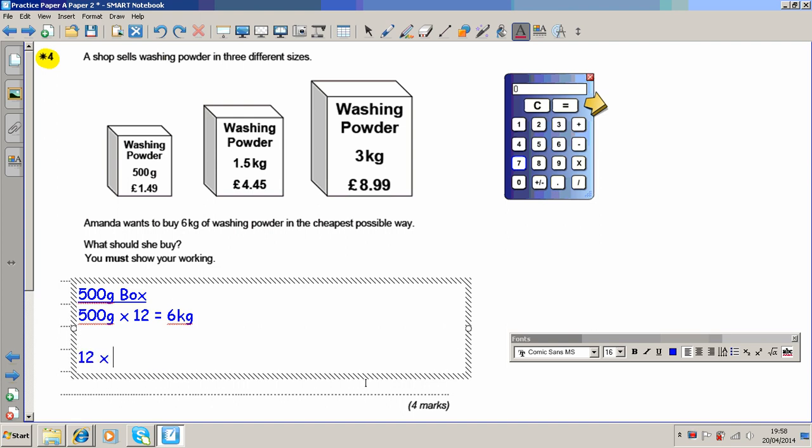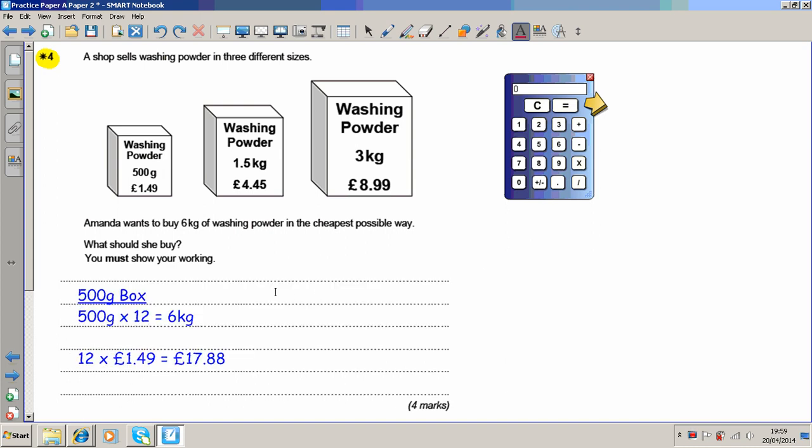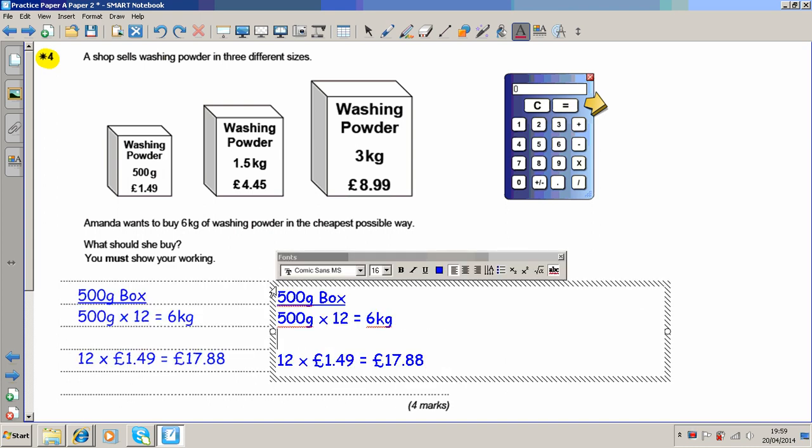Well, 12 times £1.49 is going to equal, calculator out, 12 times £1.49 is £17.88. So that's the 500 gram box. I'll do the next one now.